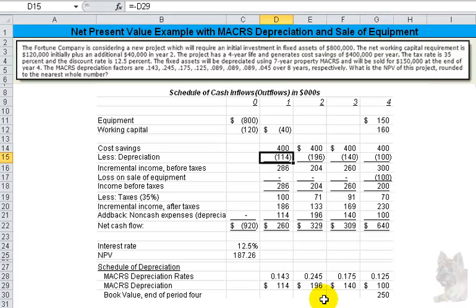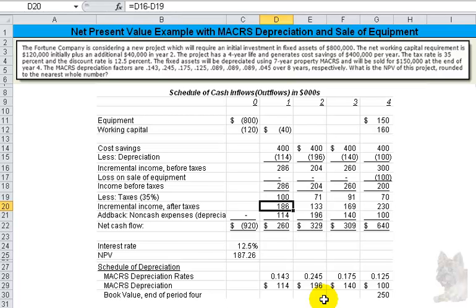Okay, so we have incremental income of $286,204,260 before taxes from this project. There's also a loss on the sale of equipment. We'll get to that in a moment. But what that means is the income before taxes is $286. We need to subtract off the taxes because Uncle Sam is going to share in that, not us, to come up with our incremental income after taxes that we will receive.